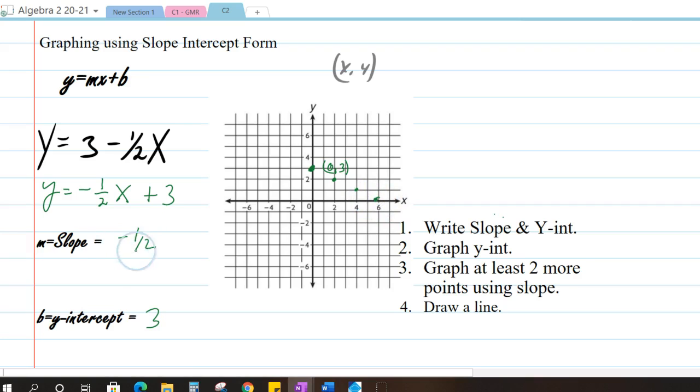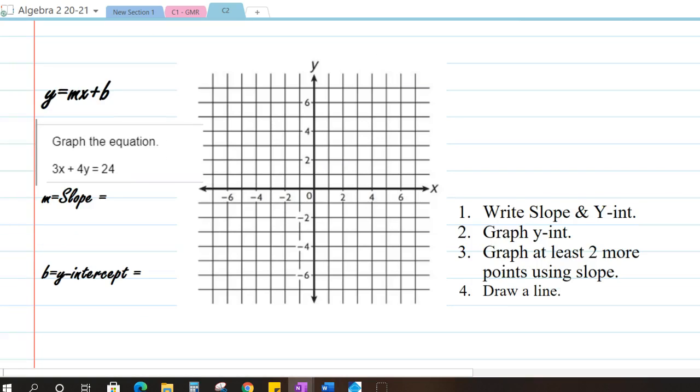Now, negative 1 over 2 can also be written 1 over negative 2. So that means the 1 is positive, but the 2 is negative. Basically, I can go backwards. I can go up and then to the left. Then, last step, simply draw a line. And it should look something like that.